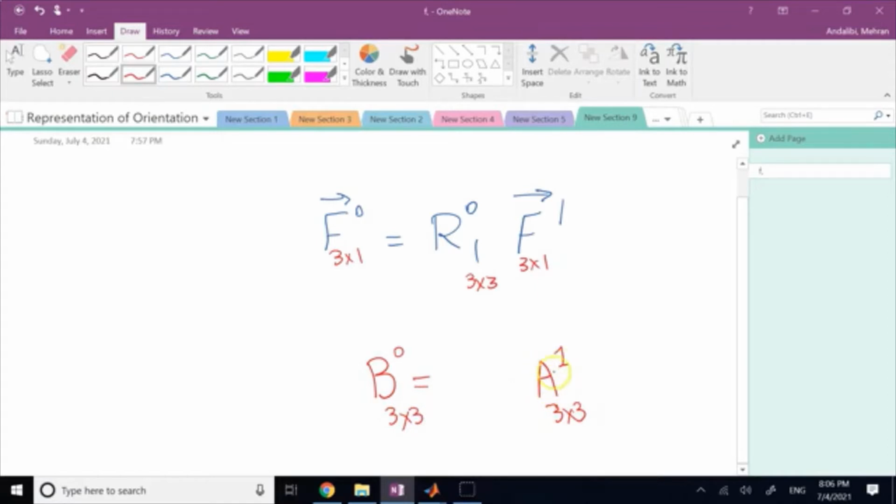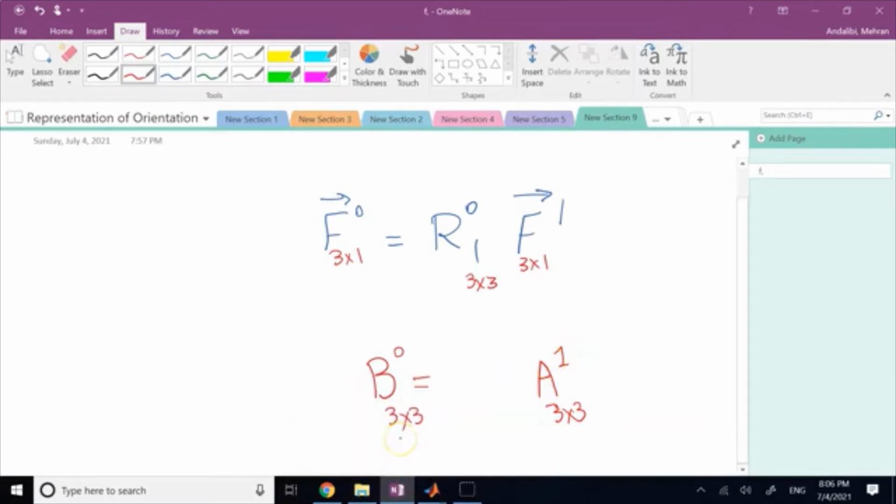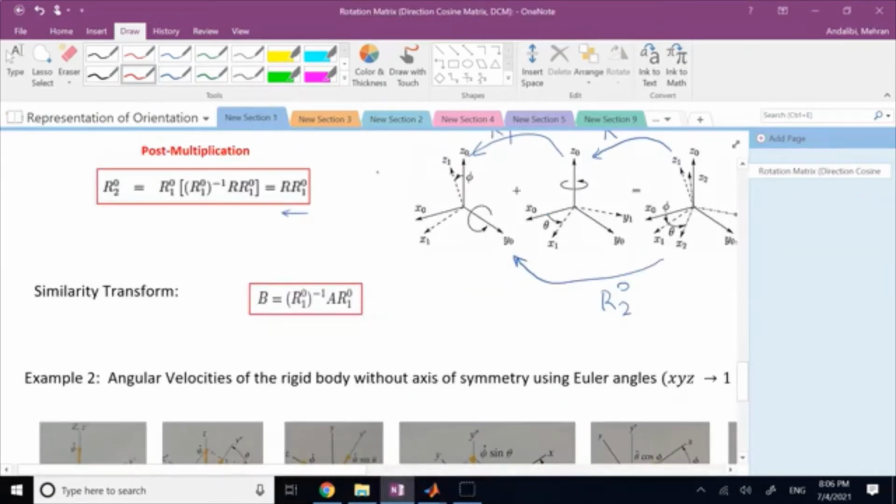So I'm going to transform a matrix 3 by 3 from one frame to another. Can you transfer or transform matrices as well? The answer is yes, you can. Yes, you can. How? So the way to transfer that is following this transformation here, this equation.